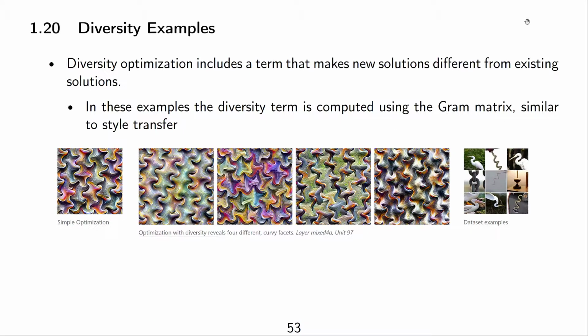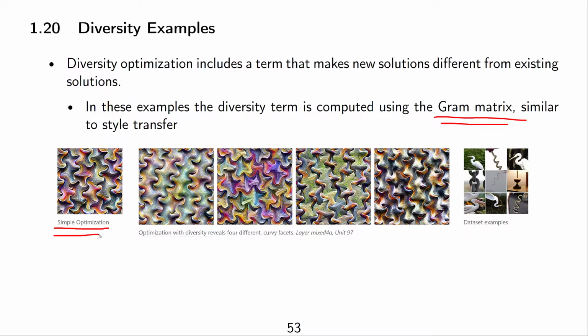So one way to do this diversity optimization is maybe to generate different results, but have a diversity term that makes sure that the different results are different from each other. For this, for example, we could again make use of the Gram matrix and say that the Gram matrix has to be different to what has been computed before to get different results.